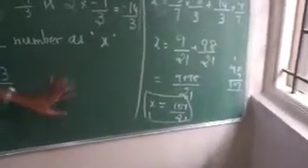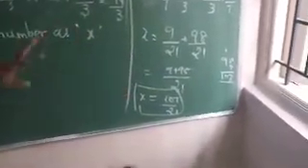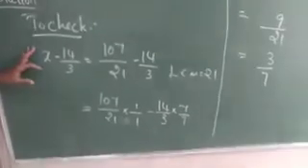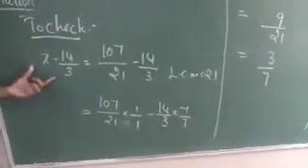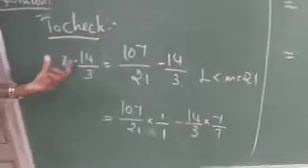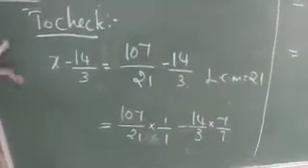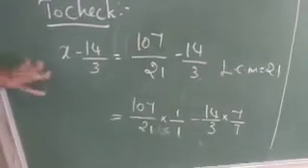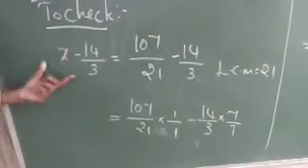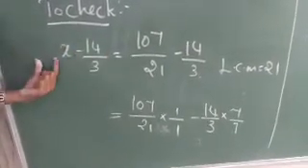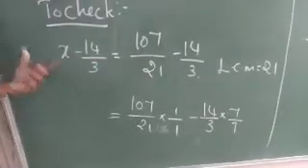Now I am going to check whether this x value is right or wrong. So I am going to check whether this x value, 107 by 21, is right or wrong. I got the x value as 107 by 21, and we are going to check whether it is correct or not. For this, you already know, you have to substitute this x value in the given expression.